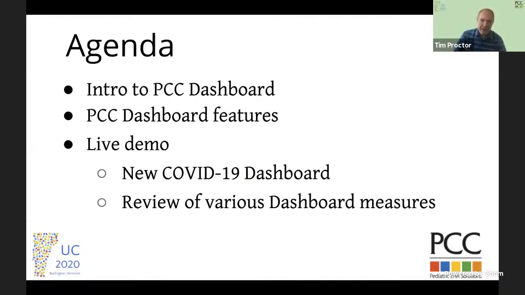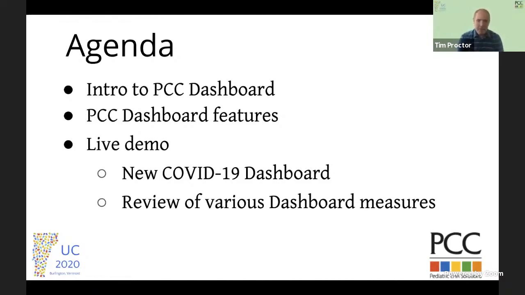So the agenda is to do an intro to the dashboard. I'm going to talk about some basics, and then we're going to get into dashboard features. I'm going to jump around to different pages in the dashboard. We're going to talk about different measures in the dashboard. Probably not going to get into every single one in detail, but I'm going to jump around and focus on some of the highlights there. And I'm going to hit on all the different dashboard pages.